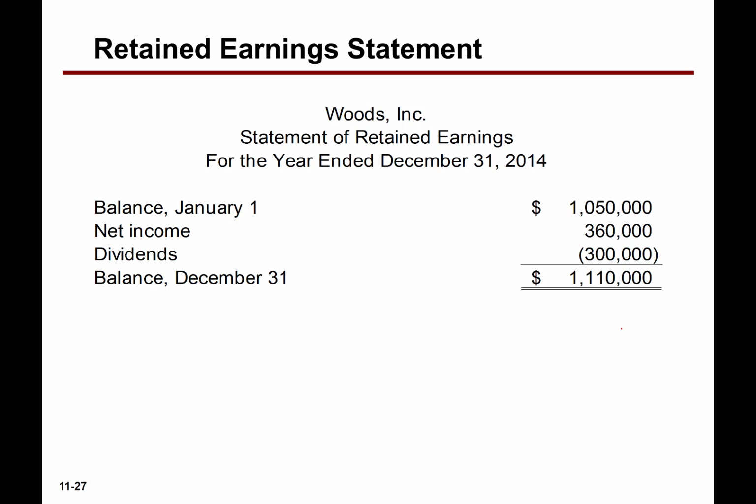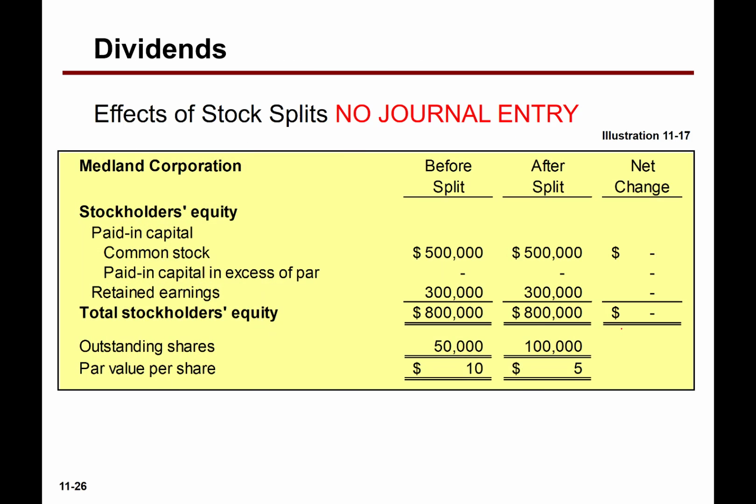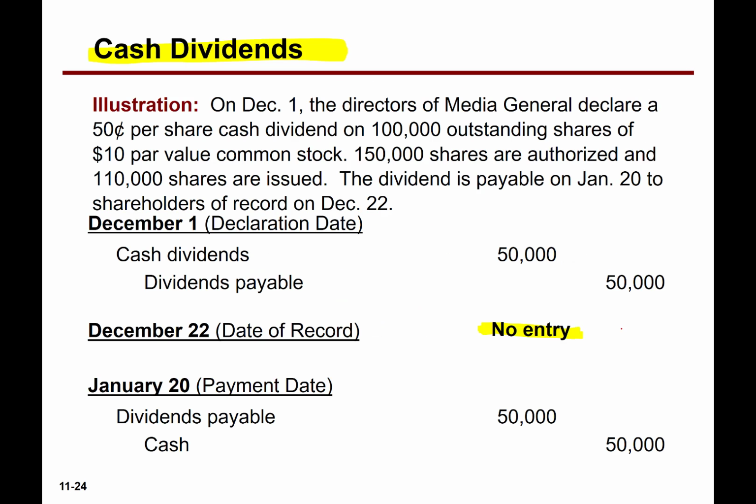Going back to the journal entry of cash dividends, we're supposed to close out cash dividends, so we credit that, and that goes into the debit to retained earnings.